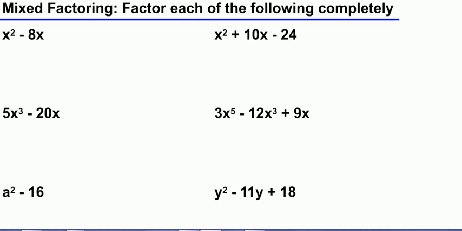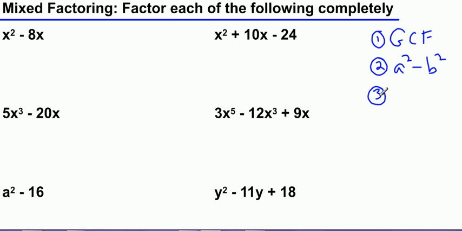I think we should have a strategy, and the strategy I like to use is to always look for the GCF first. Then I take care of any GCF, understanding that even after the GCF is done, I might have more to do. Then I look to see if it's an a squared minus b squared scenario. That's the difference of squares. If that doesn't fit, then I look for the x squared plus bx plus c pattern. That's the trinomials, where you're looking for two numbers that add to b and multiply to c.